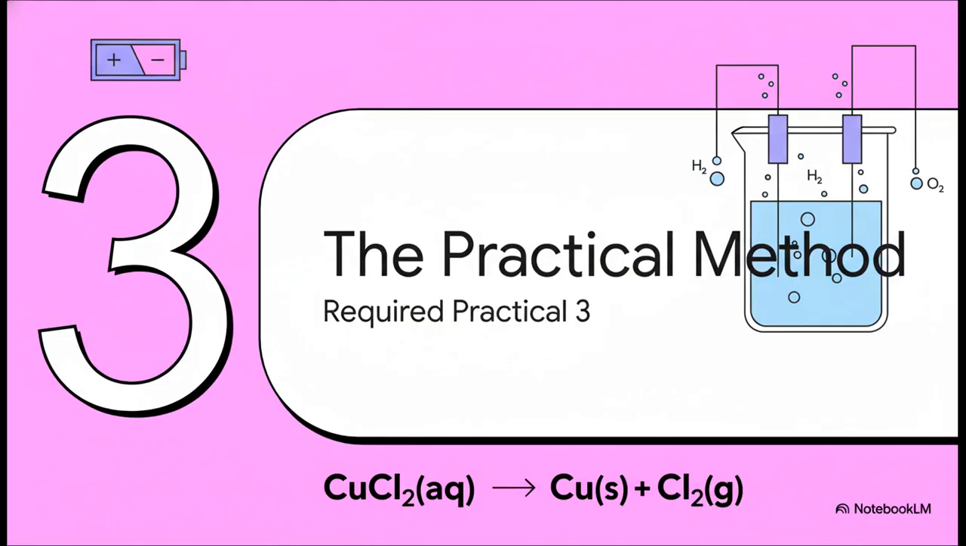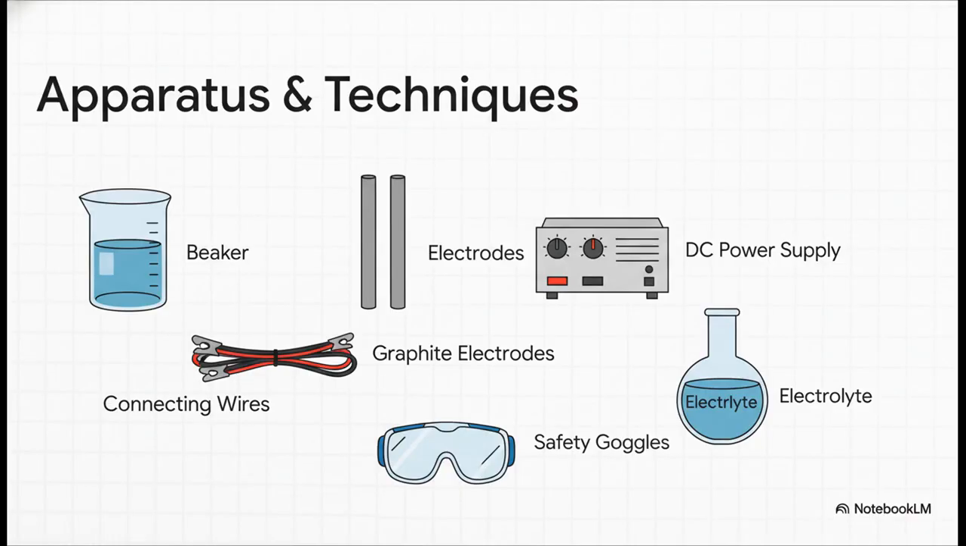Okay, theory sorted. Let's move on to the practical itself. How do we actually set this all up in the lab to see what happens, just like the AQA spec wants us to? Here's your kit list. The really key things to remember are the inert electrodes, which are usually graphite. Inert is a key word. It just means they won't react with anything, so they don't mess up our results. And of course, non-negotiable, eye protection on at all times.